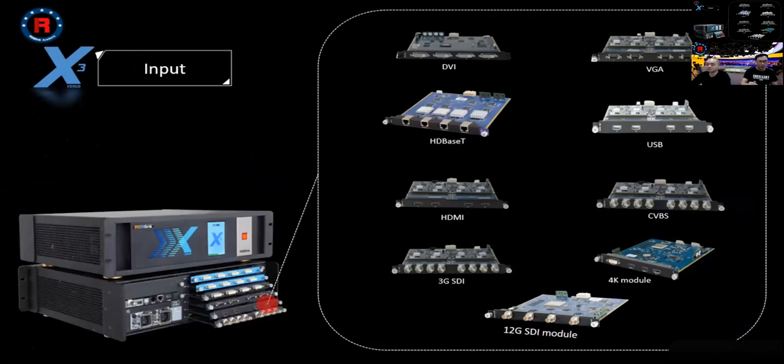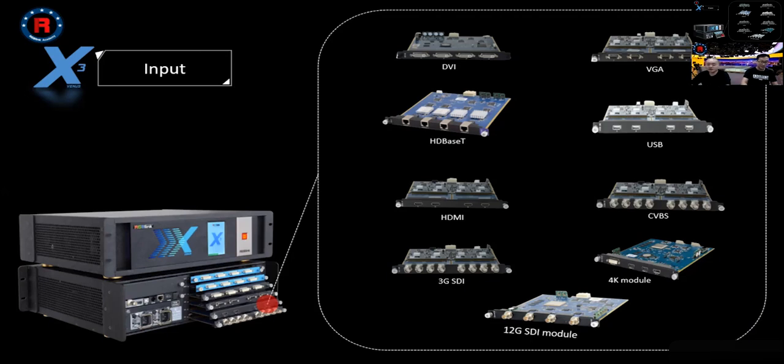As you can see in the input, X3 supports DVI, VGA, HDMI 1.3, CVBS, and 3G SDI. All of them are 2K contents.